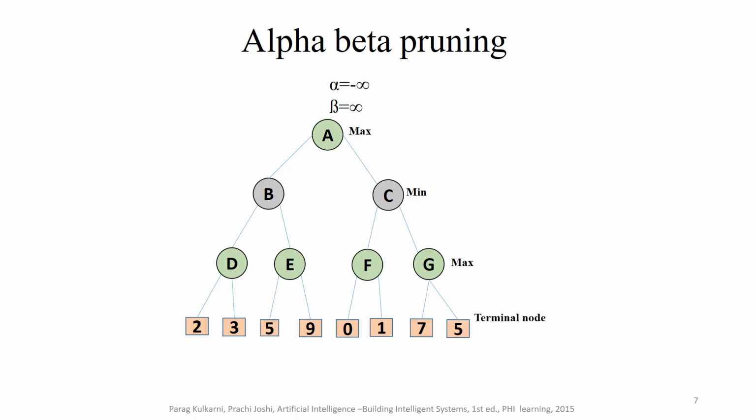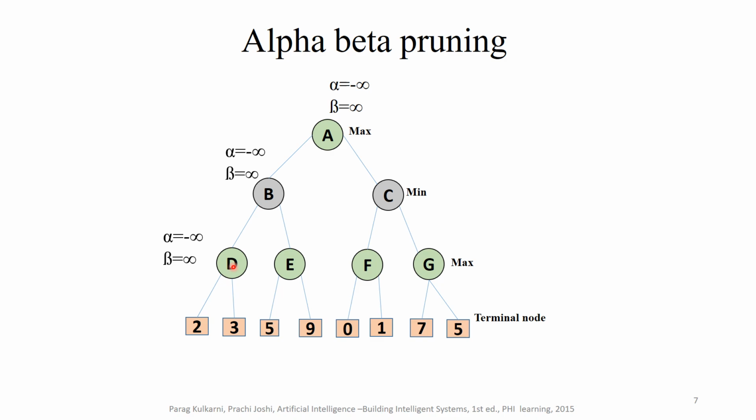Let us see how alpha-beta pruning works. We'll start with the max player. We start with node A, and the values of alpha and beta are minus infinity and plus infinity. The same alpha and beta values will be passed on to node B, and the same values will be passed on to node D as well.